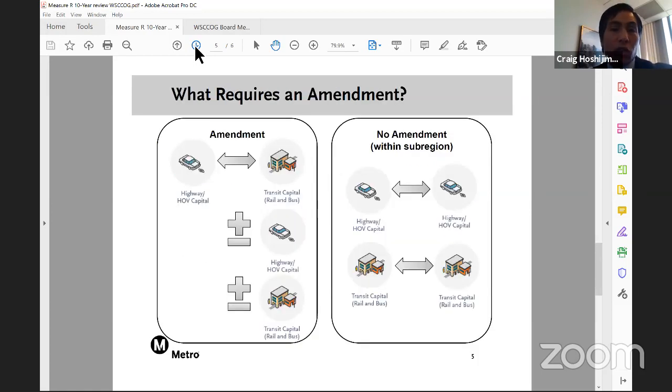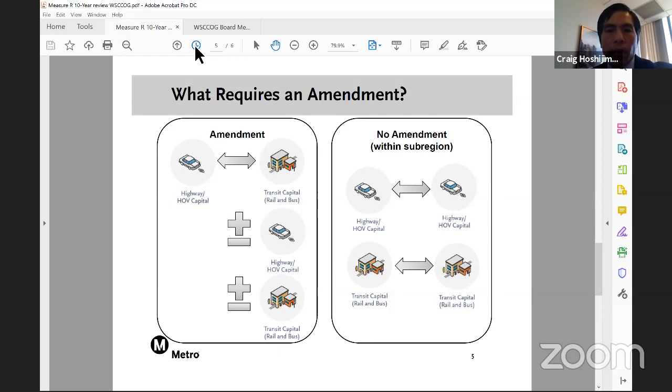This graphically shows what does require an amendment and what doesn't. So in that left schematic, if you go from highway to transit or vice versa, that requires an amendment. And then the two below it, if we want to add a project or subtract a project from the Measure R expenditure plan, we do need an amendment. Those types of amendments are not limited to every 10 years, so they can happen whenever the board approves the amendment via a 2/3 board approval.